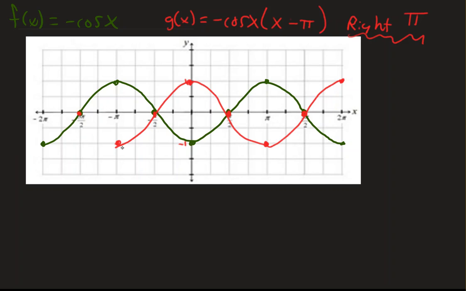So this is going to keep looking like that, and that's going to keep looking like that. So I've got my g of x in red here, and in the end I've got my f of x in green, and that's how I would find both of those.